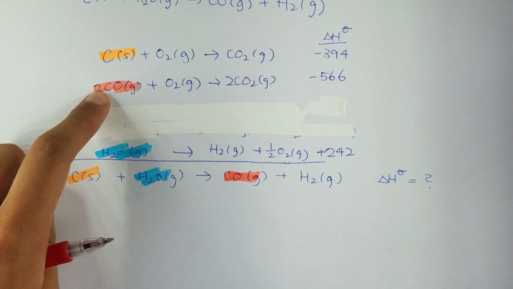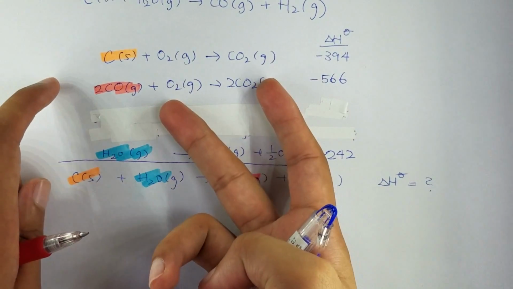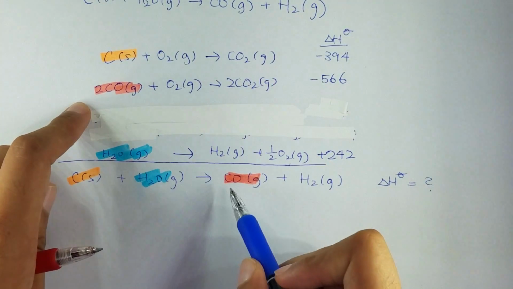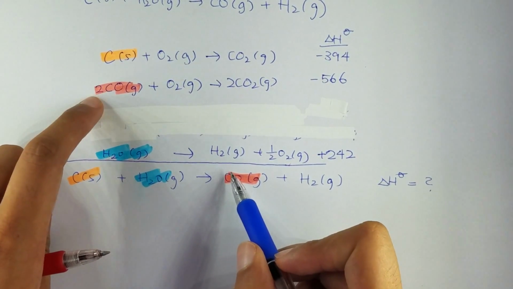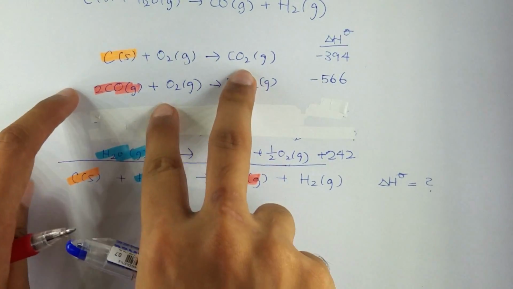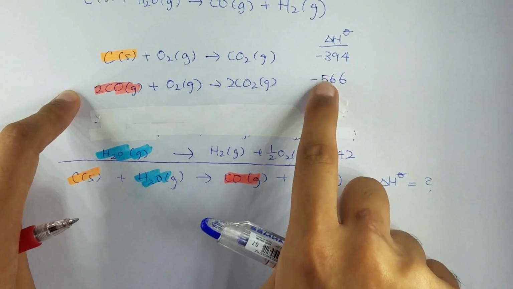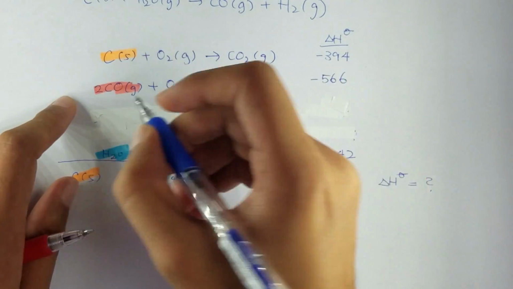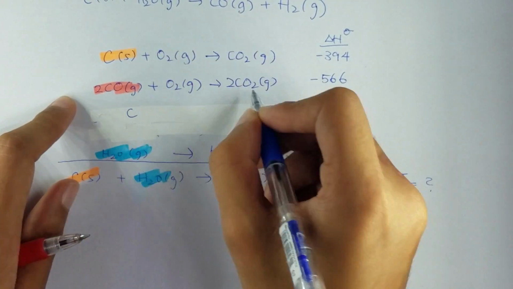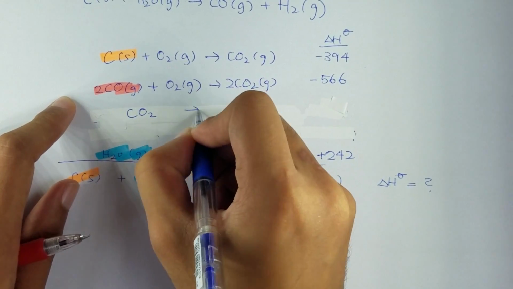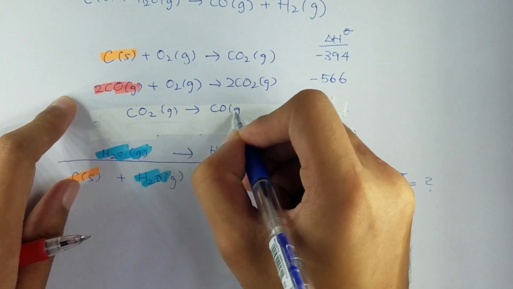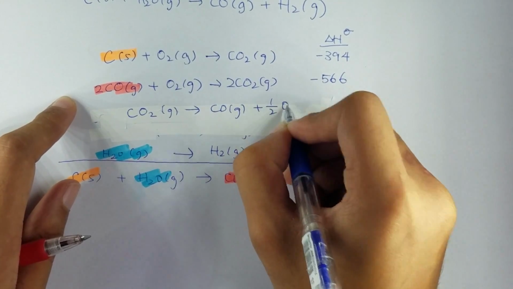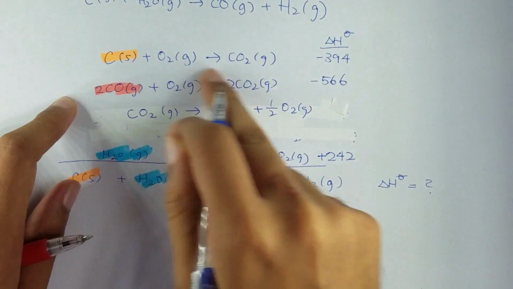So what do we do? We have to flip the whole equation. Not only that, you will realize, I will skip a bit of steps, that this is 1 mole, but the question gave us 2 moles. So apart from flipping, we also have to divide it by 2 right here. So what we will get is CO2, CO gas, plus half of oxygen gas. So we get rid of this.